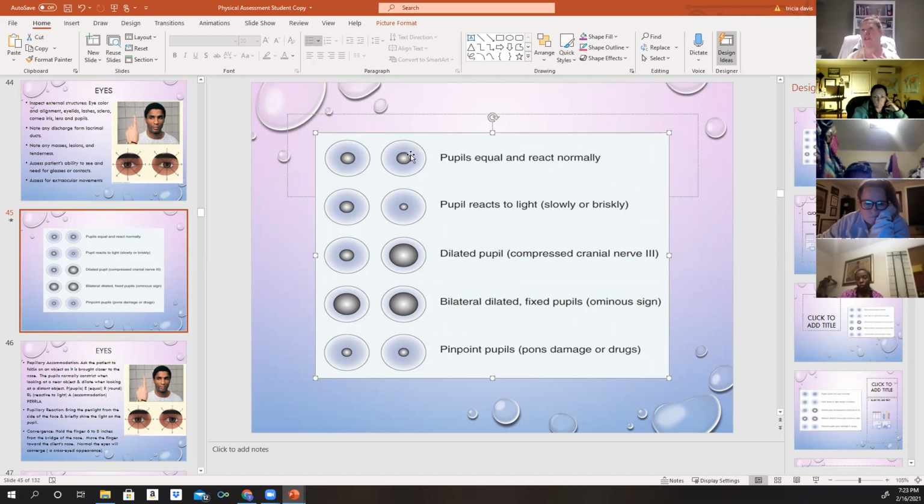Pupils react to light slowly or briskly. Are they sluggish or slow, or does it happen quickly? A dilated pupil can be a sign of a compressed cranial nerve or some kind of irreversible brain damage. You can see how this pupil here is a lot smaller than this one, and this one here is a lot bigger than this one. So are they dilated and fixed? This is, like I told you, a very ominous sign if your patient's pupils look like this. And then pinpoint. This could be drugs or damage to the pons area of the brain.